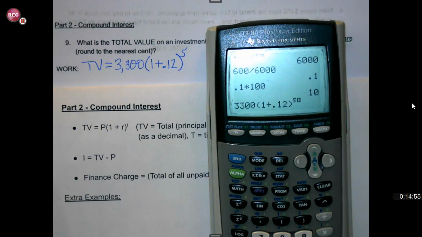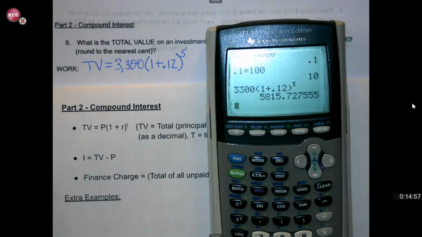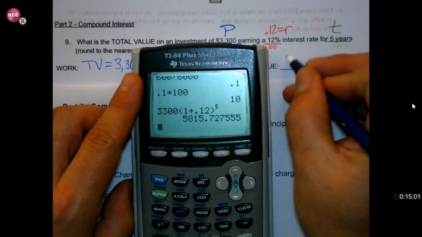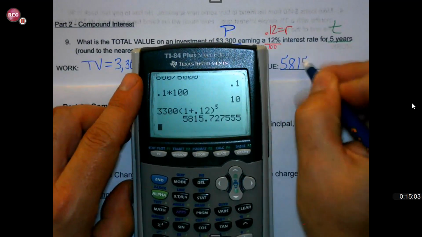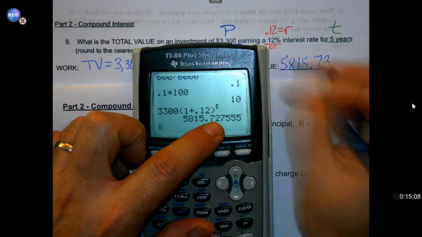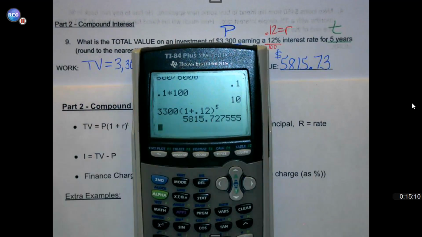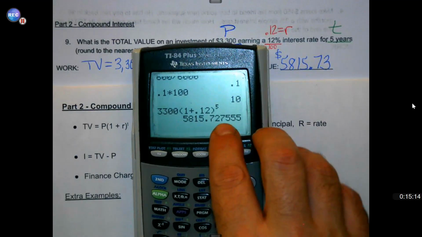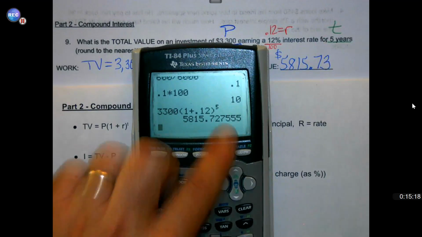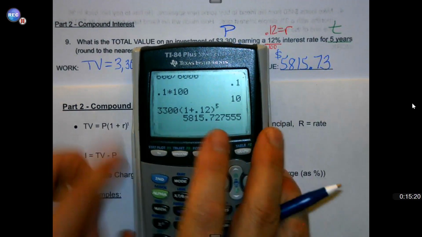I can't just do times 5. I've got to have the exponent. And so I sit there and I'm like, all right, so 58, 15, 73. We're talking about money. Am I going to mark it wrong if I put 72? No. But normally we look at that third number and we're saying, hey, if that's bigger than 5, we're going to round up.